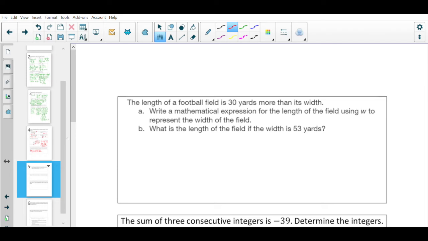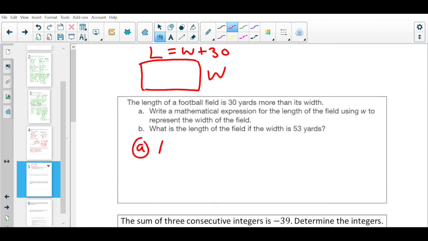The length of a football field is 30 yards more than its width. Let's draw this. Write a mathematical expression for the length of the field using W to represent the width. So there's the width. That's what a football field looks like. The length is 30 yards more than the width. There you go. So the length equals W plus 30.